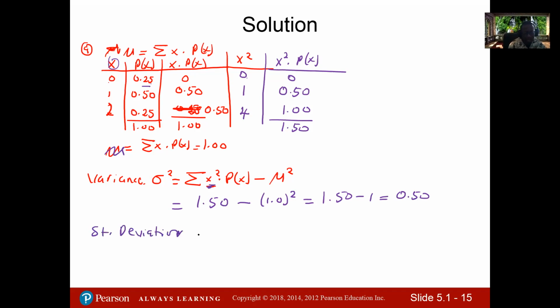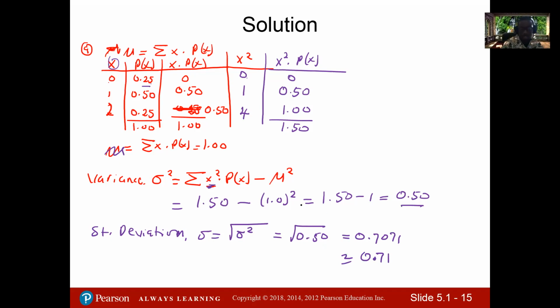And then the standard deviation, which is sigma, is the square root of sigma squared. So that is the square root of the answer we got, which is 0.50. And that should give us 0.7071. If you round it to 1 decimal place, that will be 0.7, or to 2 decimal places will be 0.71. So basically, that is what it will be using this formula.